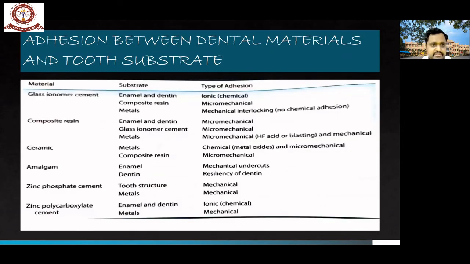So this picture represents the different restorative materials, the different substrates, and the type of adhesion between the material and the relevant substrate. Okay. For example, if GIC binds to enamel and dentin, the type of adhesion will be mainly ionic or chemical. If it is a composite resin, it is micromechanical, and if it is a metal, it will be mechanical interlocking. Okay. Composite resin, for example, is the sandwich technique, where enamel and dentin means directly restoring GIC to the tooth structure, whereas metals is when GIC is used as a luting cement. Okay. So similarly, we have different materials and substrates and different types of adhesion. You can go through it.